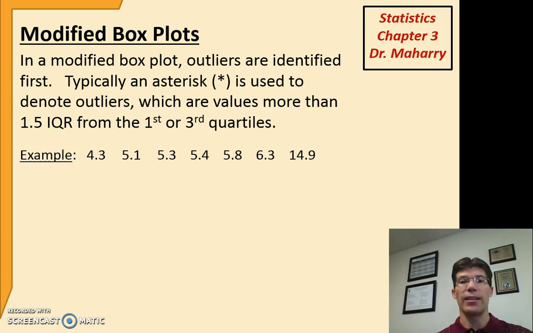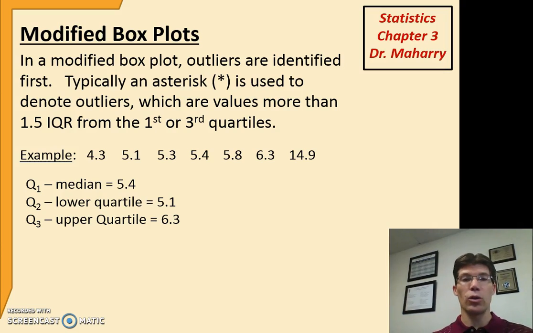Suppose we have this data set. Notice again, we put these in order. That's the first step when you deal with a box plot. Put these in order. I need the median and the upper and lower quartiles. The median would be that 5.4 right in the middle. Then if I look at the lower half of the data and the upper half of the data, and again divide those in half, I get 6.3 and 5.1. So there are my first, second, and third quartiles.